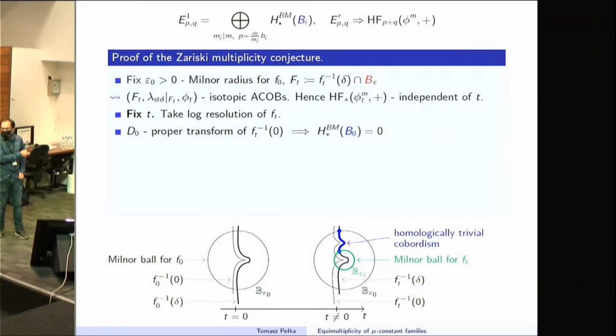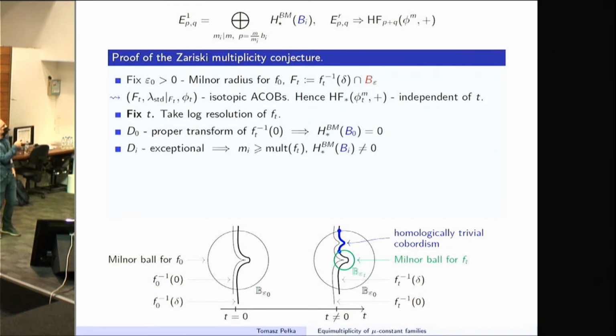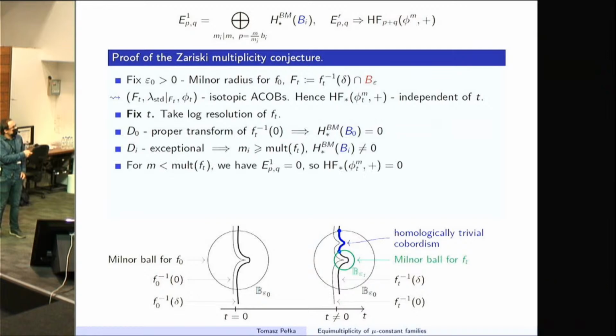Now, I told you in the previous slide that this is true for the Milnor fibration by the conical structure theorem, but here it's also true, right? Because I have something that contracts, something whose Borel-Moore homology vanishes, and I glue a homologically trivial cobordism to it. So still, homologically, I get something trivial. And when I look at exceptional divisors, then their multiplicities in the resolution are at least the multiplicity of the singularity, and the contribution to the spectral sequence is non-zero.